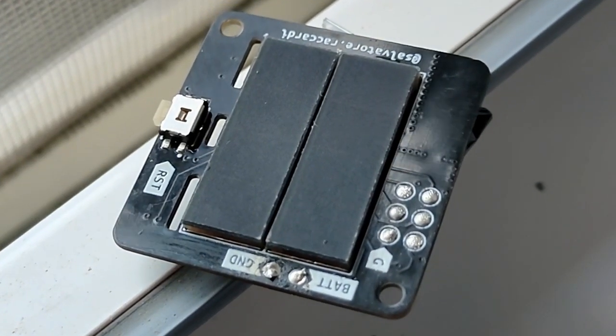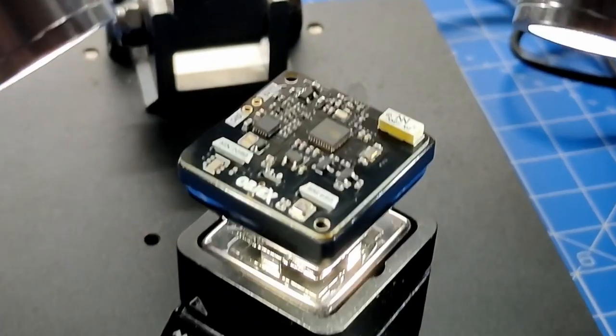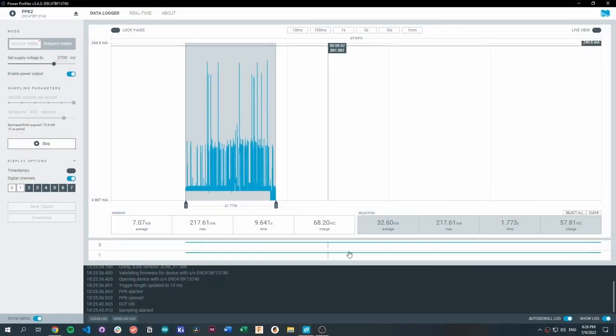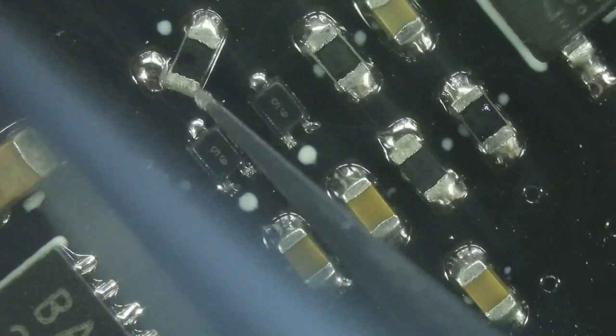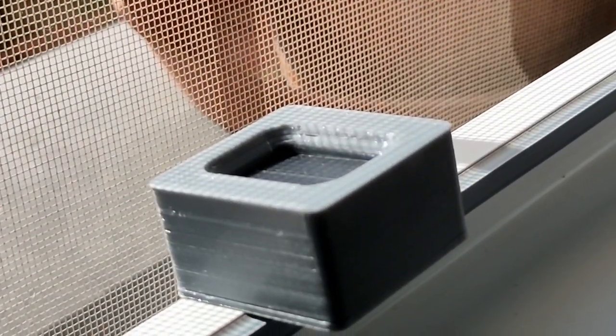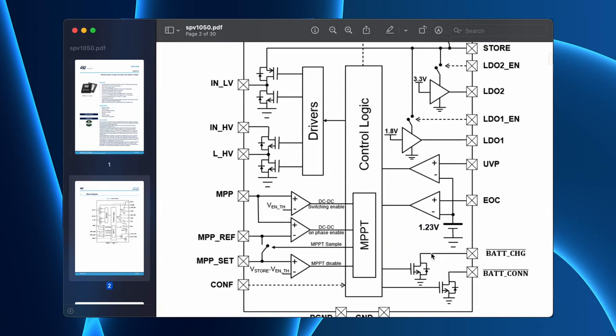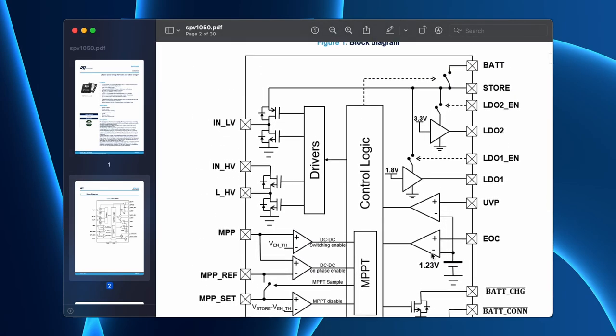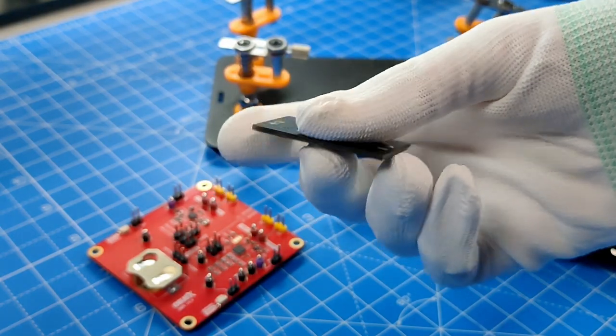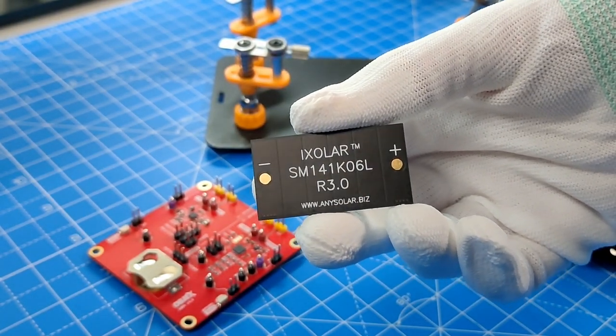Hi guys, a couple of months ago I showed you how I developed my solar power weather station. As you know, that project is inefficient, so I decided to improve it. You may be wondering how. The answer is by using an ultra low power energy harvester instead of a simple LDO with a battery manager, and lastly the solar panel with a more suitable one.